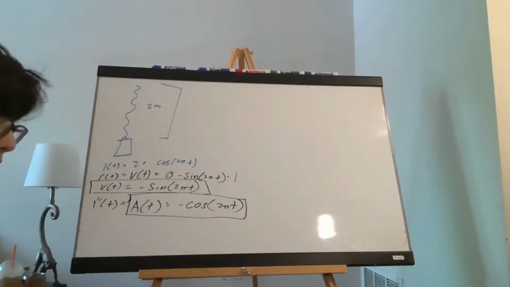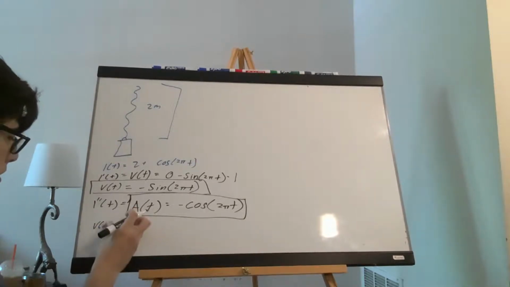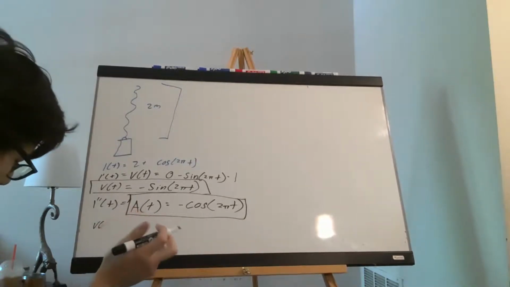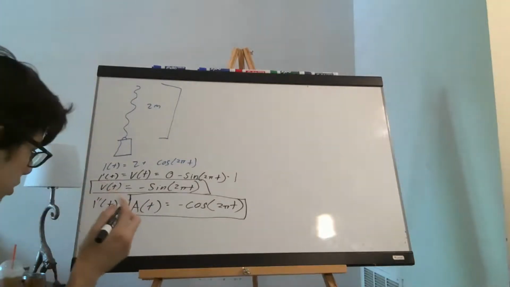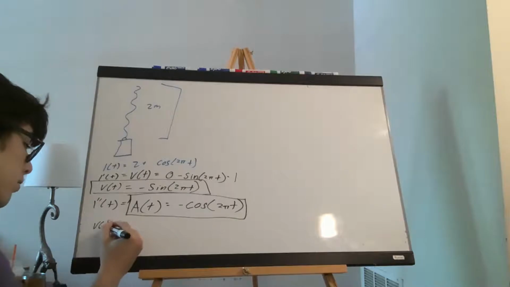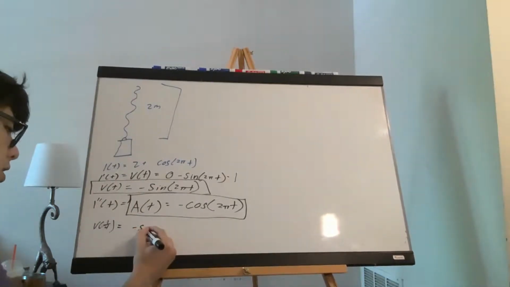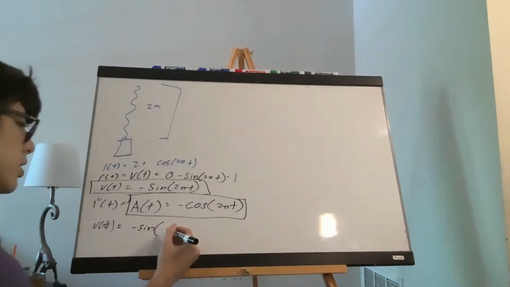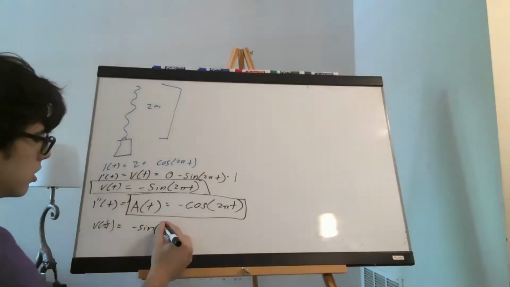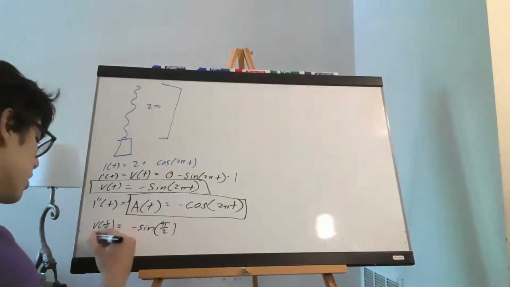And then you just plug in t. So v of t, or what is the number they gave us? They gave us a dumb number. At t of 1 over 4, so v of 1 over 4 is equal to, let's see, negative sine of, really? Pi over 2, which you guys should know that.